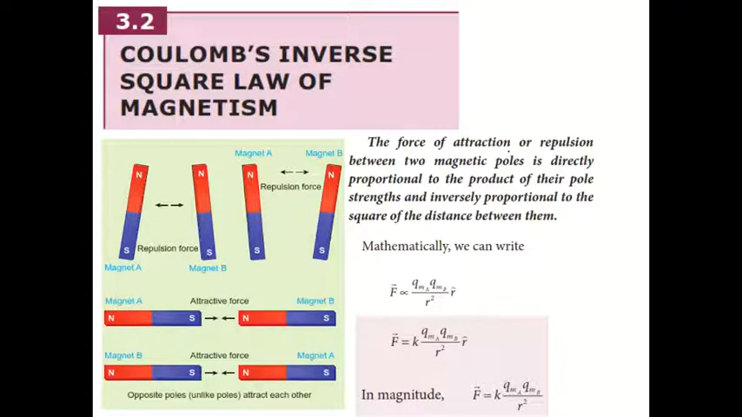Coulomb's inverse square law of magnetism. Coulomb's law. I hope you have heard this term already. Where did you hear it? Try to remember. Yes, we heard this term in the first unit, when we studied static charges. The same law is also useful for magnetism. The force of attraction or repulsion between two magnetic poles is directly proportional to the product of their pole strengths and inversely proportional to the square of the distance between them.